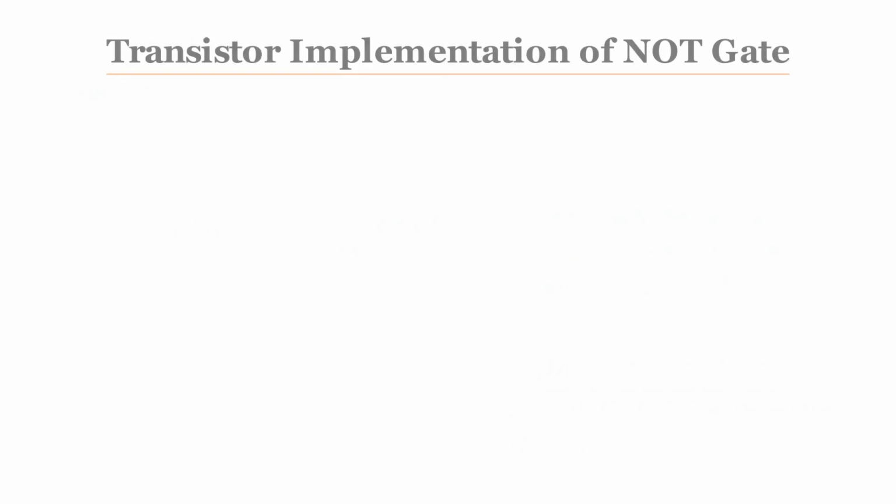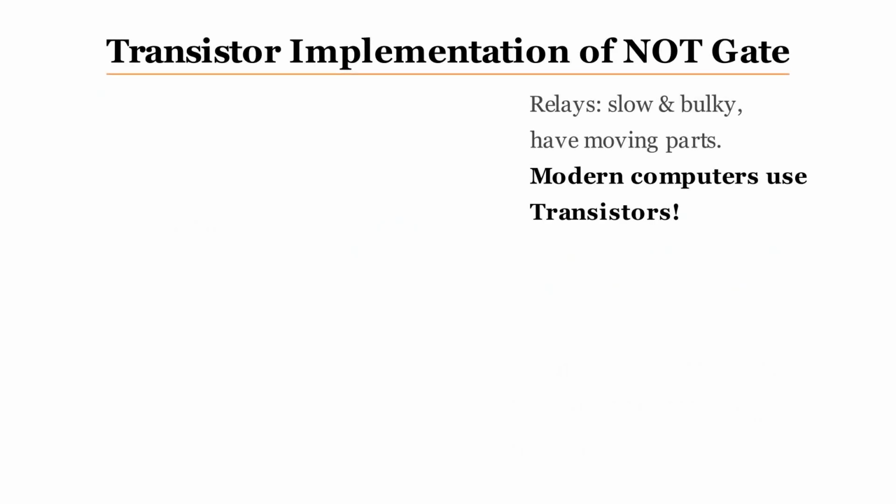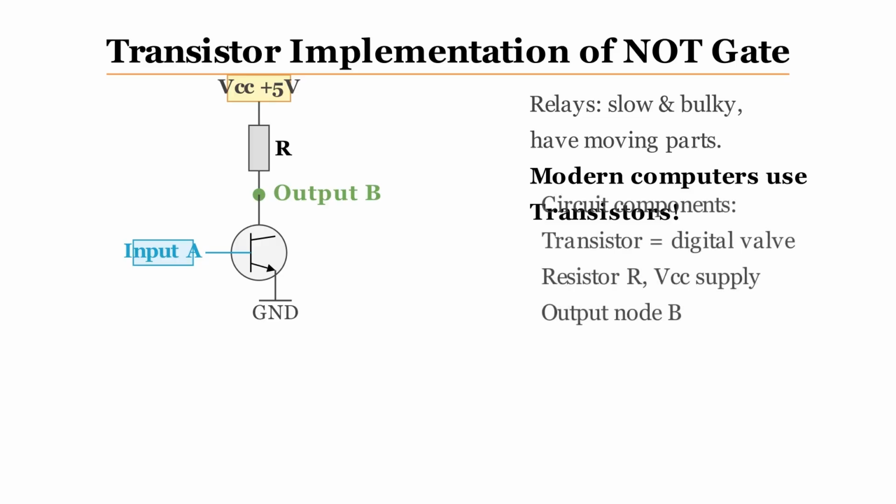Relays are great, but they have moving parts. They are slow and bulky. Modern computers use solid-state electronics. Let's upgrade our NOT gate using a transistor. Look at this equivalent transistor circuit. We have a transistor acting as our digital valve, a resistor at the top, our plus 5 volt power supply called VCC, and our output node B sitting right between the resistor and the transistor.